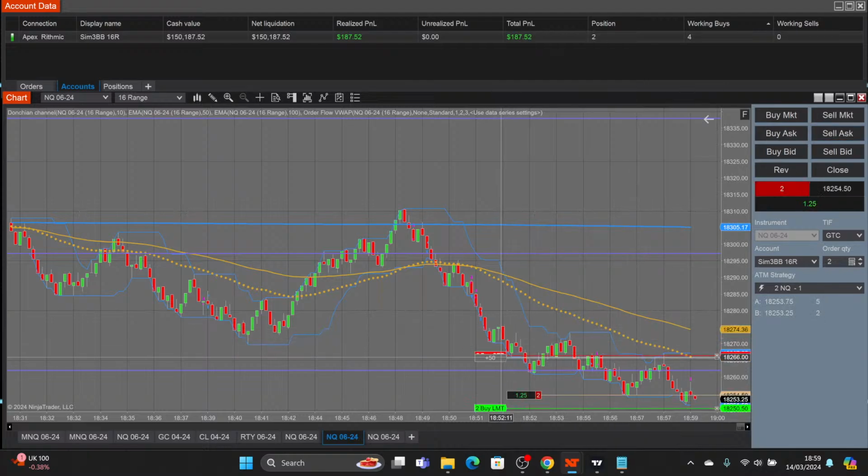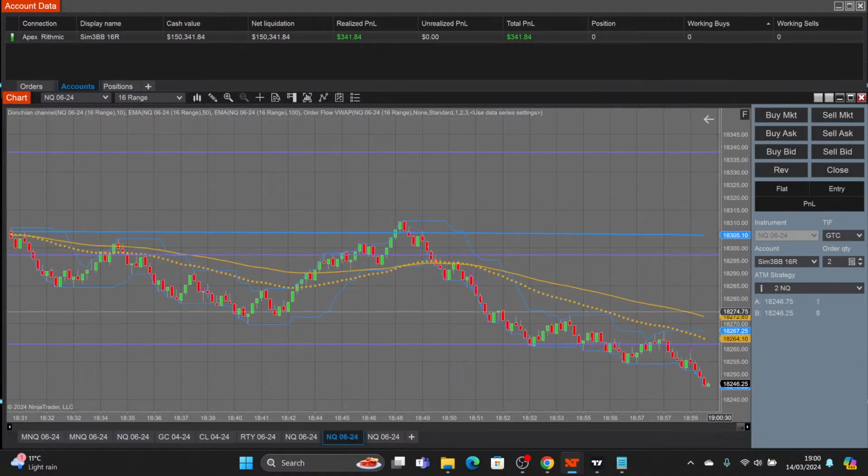Order submitted on that bearish candle. Close bullish gain out. Order filled. Target filled right there. Target filled on that move down. Seeing more selling here.